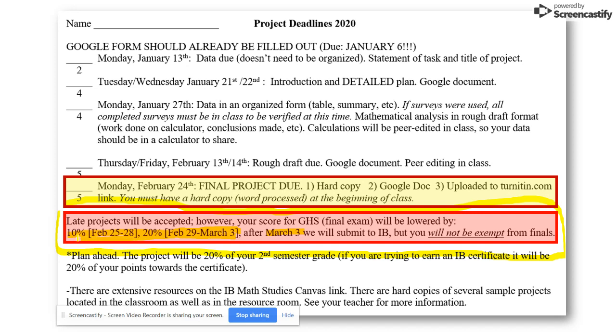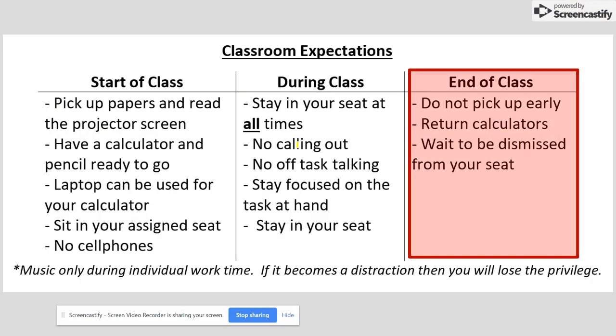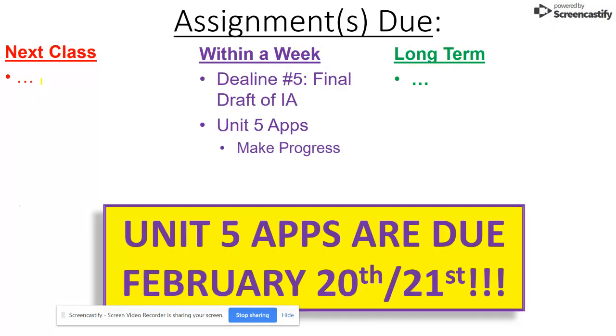So make sure you get it done and turned in, and we will spend some time next week talking more about the final draft. But make sure you are putting in the effort now. Final draft details, we'll talk more about those. You can pause the video and read through those briefly if you want. Next class period, there's really nothing due specifically, but within a little over a week is deadline 5, and then Unit 5 apps are due a week from today for you. So make sure you are working on those and getting them done.